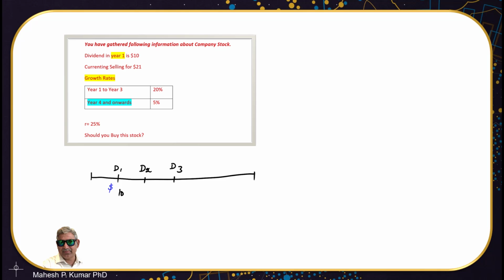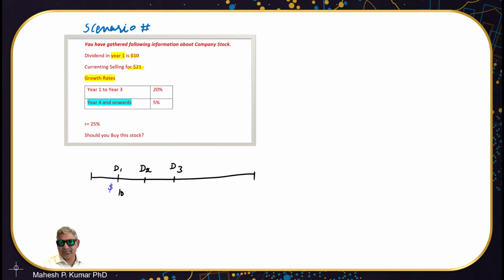Let us talk about a new scenario here. In this scenario, we have gathered some information. The information is that the dividend in the stock is $10 in year 1, and this stock is currently selling at $21, and growth rates are given in brackets.